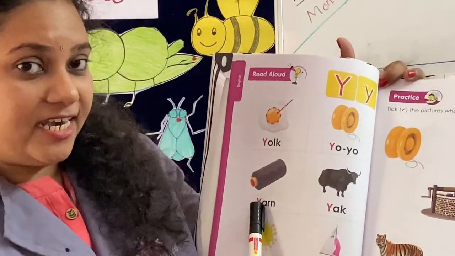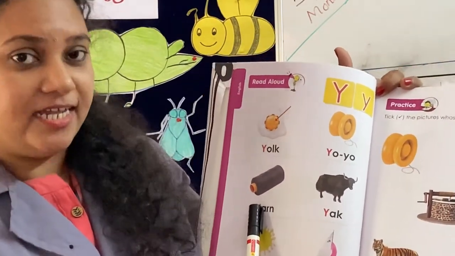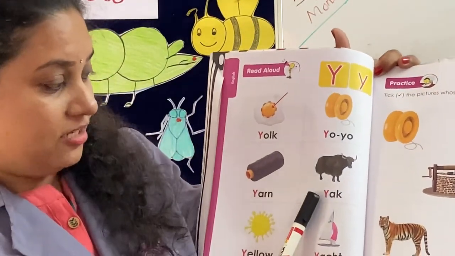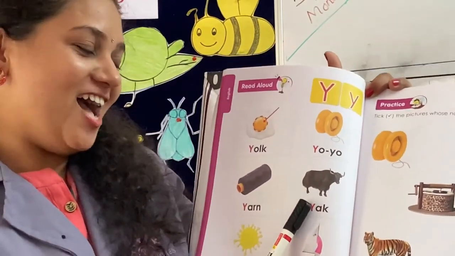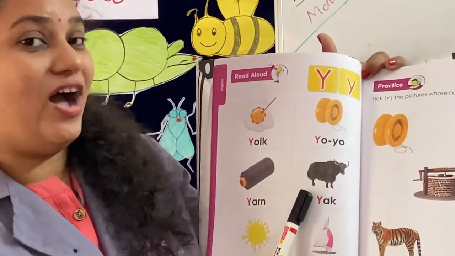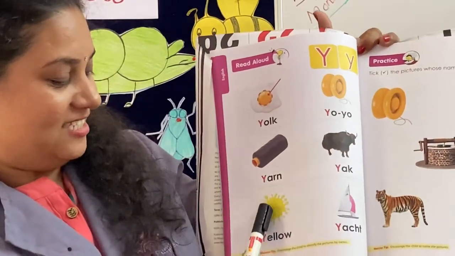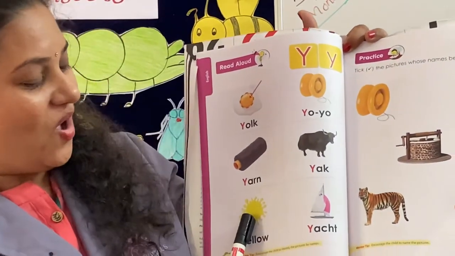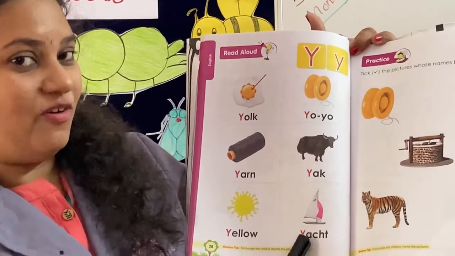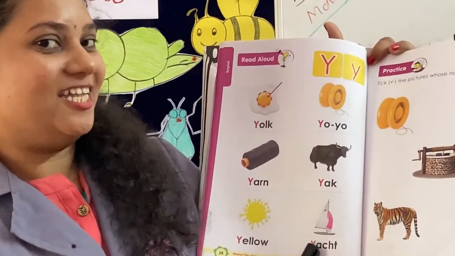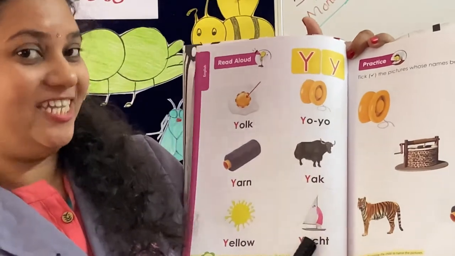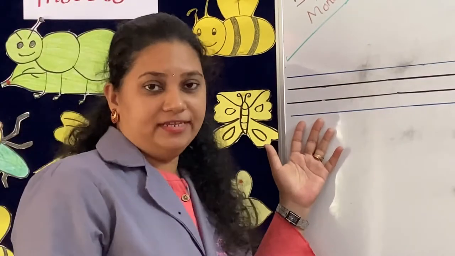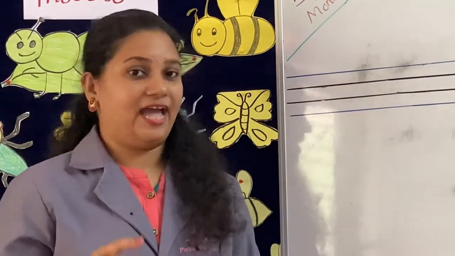Next is yarn. Y for yarn. Next is yak. Y for yak. Next is yellow. Y for yellow. Next is yacht. Y for yacht. Children, all of you look at the board. How to write capital letter Y and small letter Y.